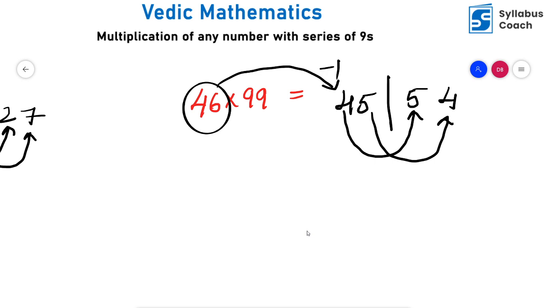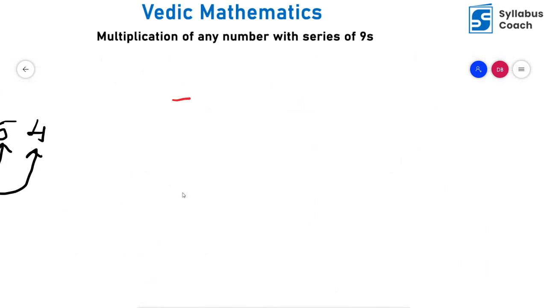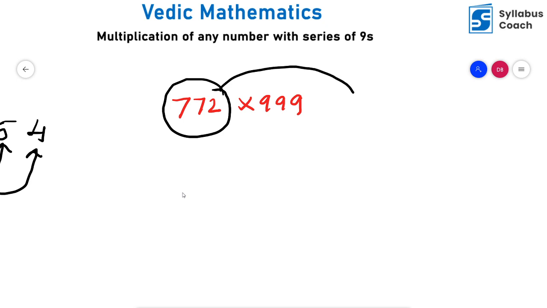Hope you're clear with all these questions so far. Now, let's take 3 digit numbers. So that is 7, 7, 2 into 9, 9, 9. So let's solve this question using the technique. How would you do that? First, identify the number which is being multiplied by the series of 9s. So 772 minus 1. What is it? 772 minus 1, which is 771, right?